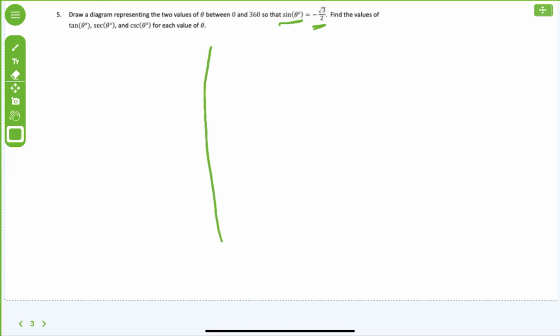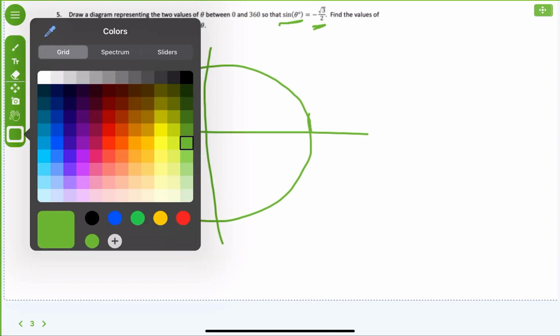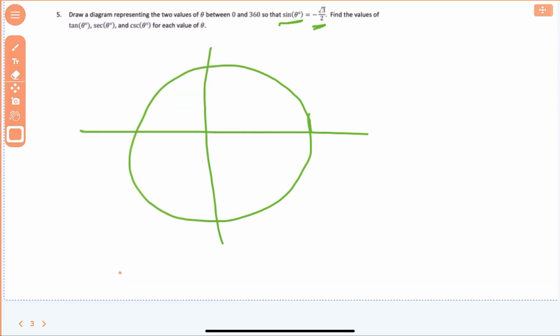So I'm going to draw my graph here. Okay. Act like that is a great graph. Now, when is sine the square root of 3 over 2? We know it's negative. Well, that's when the angle is 60, right? So let me change colors here. Act like those are the same, which is a reference angle of 60 degrees. Okay. So now we've drawn the diagram.